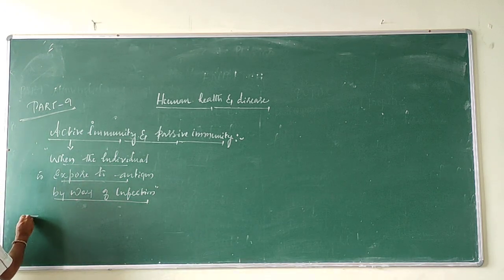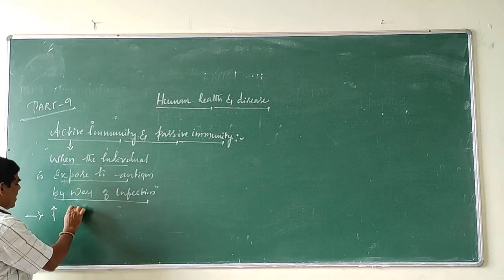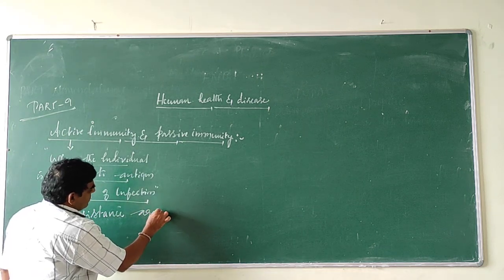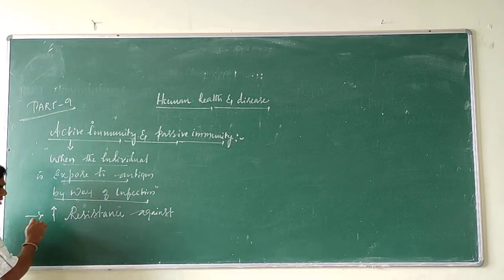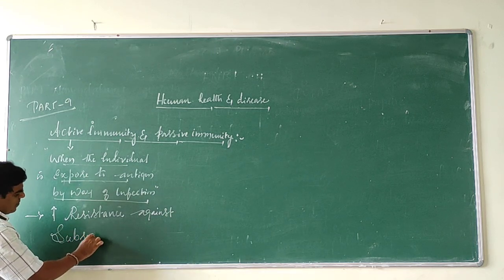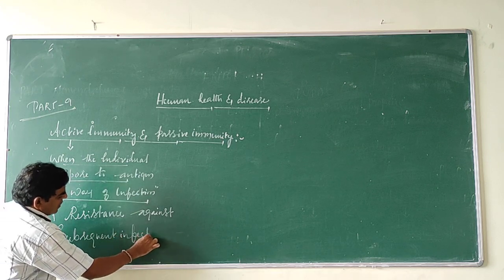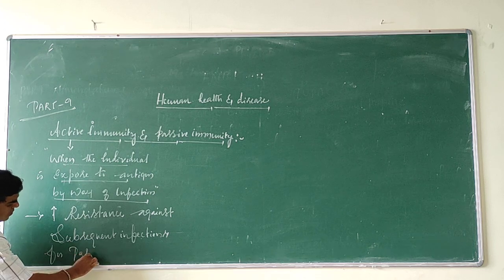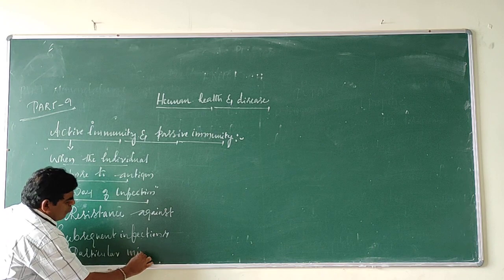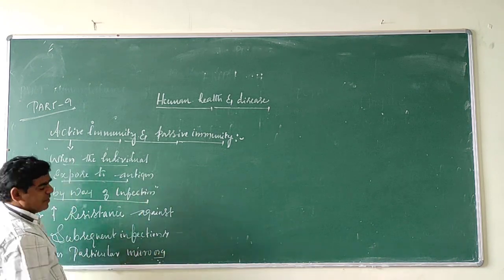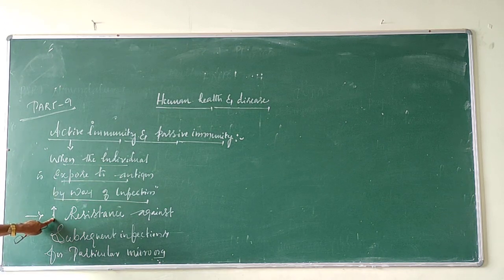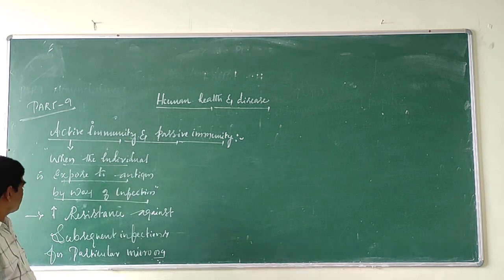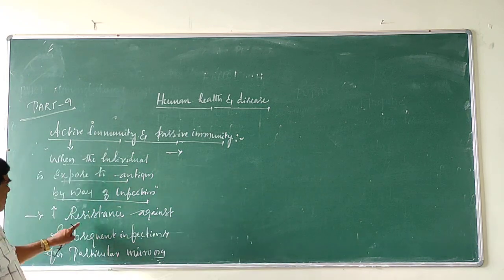Active immunity increases the resistance against subsequent infections for particular microorganisms. So the active immunity increases resistance against subsequent infections for particular microorganisms.